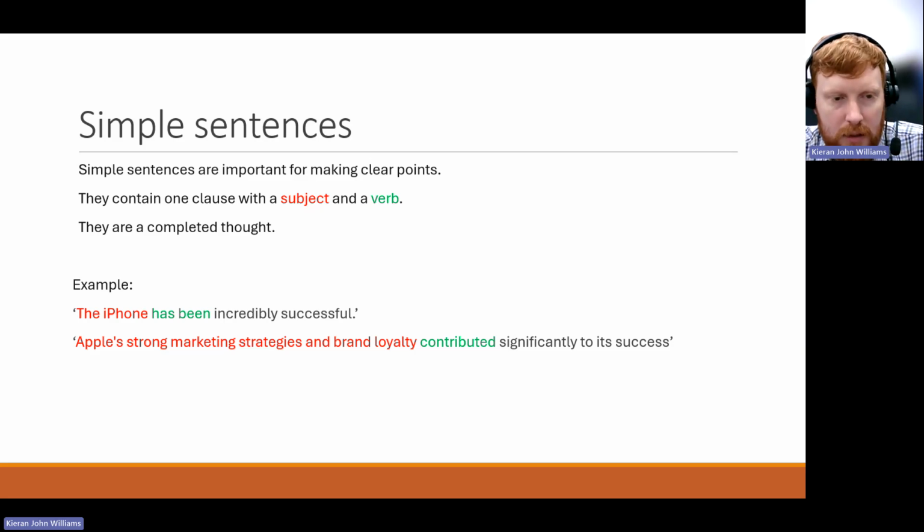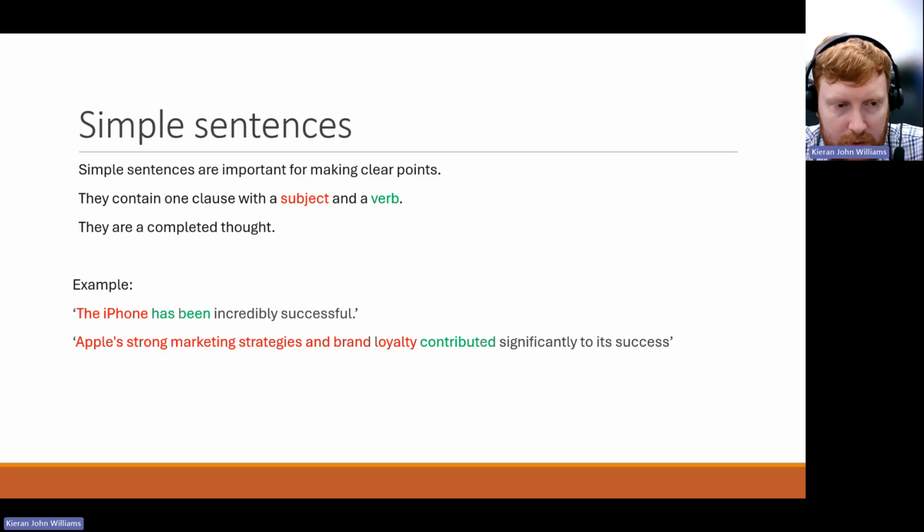The iPhone has been incredibly successful, and Apple's strong marketing strategies and brand loyalty contributed significantly to its success. So even though that second sentence is extremely long, it is still only a simple sentence because it has a subject. I mean, it's quite a long subject, but still a subject, and then it has a verb.